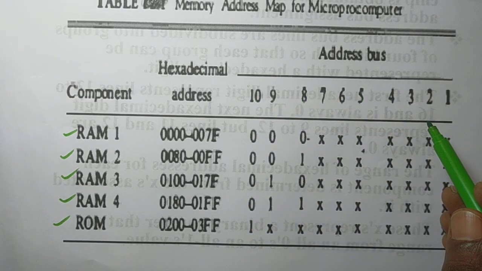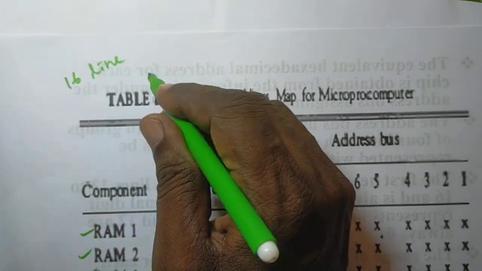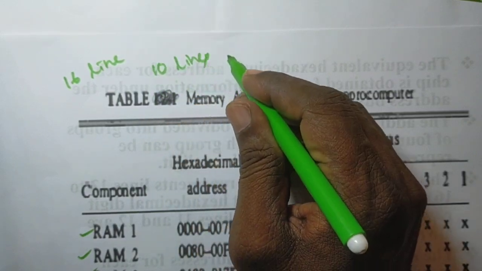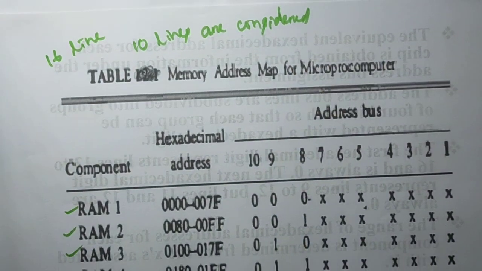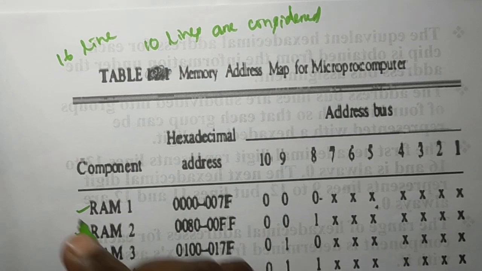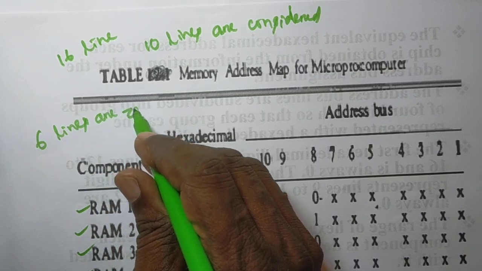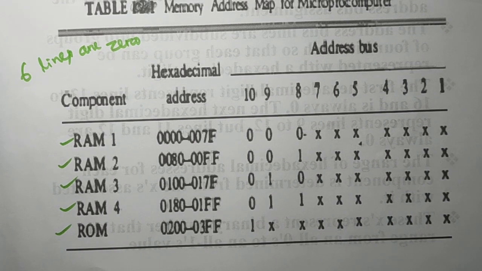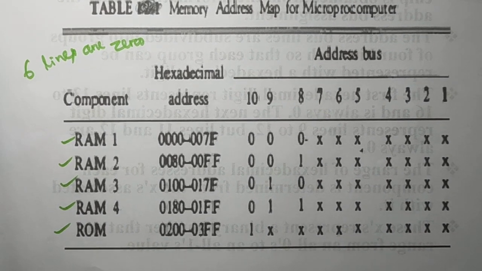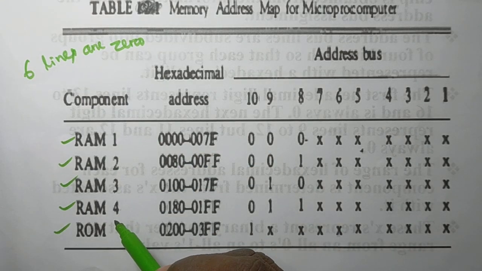I have already told you, out of 16 lines, 10 lines are considered for this purpose. Okay, and 6 lines are 0. So we will consider only 10 lines. Based on these 10 lines, we will define which lines are used for what purpose. Here there are some components, 4 RAMs and one ROM.